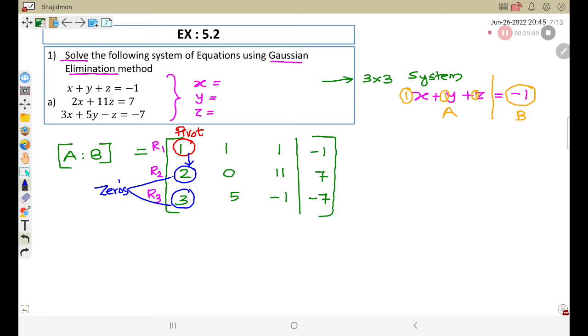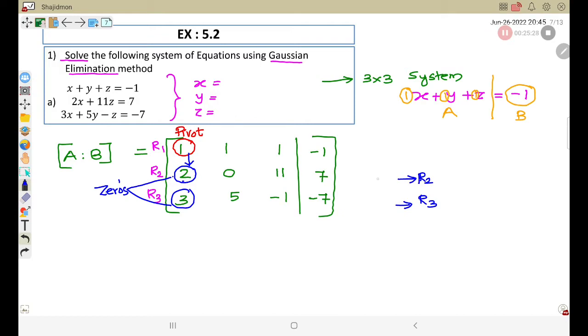So for that, which rows we need to change, you can write on this side. That means the R2 row we need to change, and the R3 row we need to change, because we need a new output row. In that new output row, here should be 0, here should be 0. That is the meaning.